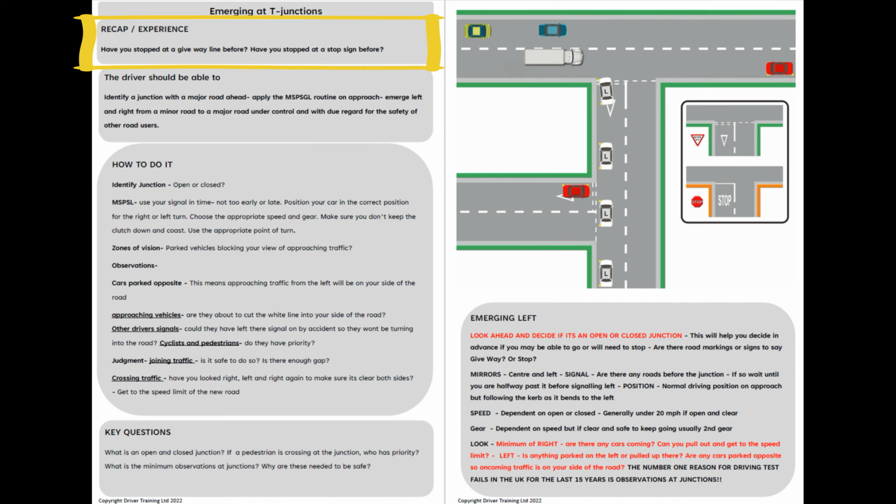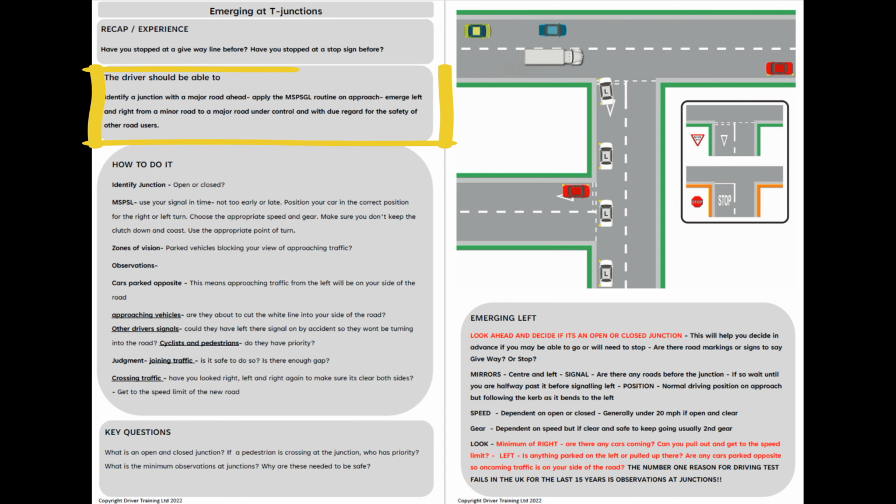So a lot of what we're going to do with regards to the MSPSGL routine is going to come into this subject, thinking of things like moving off and pulling up. A lot of what we're going to do today is linked in to what we've already practiced with those things.